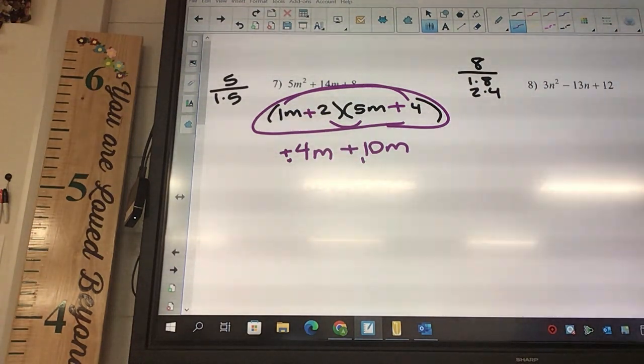Okay, sometimes these are going to work out on the very first one. Sometimes it's going to be the very last one. It's just the way it is. Okay?